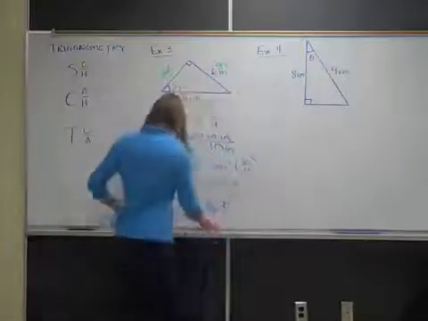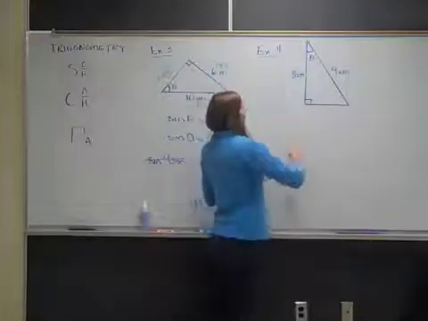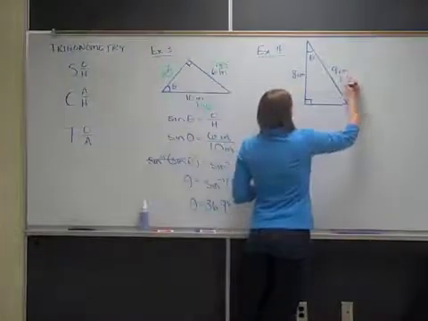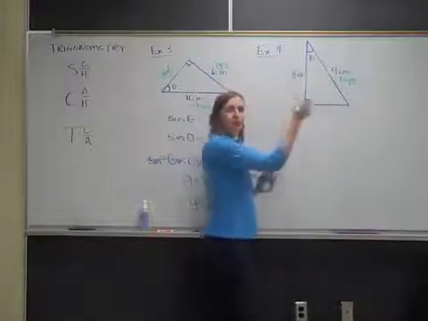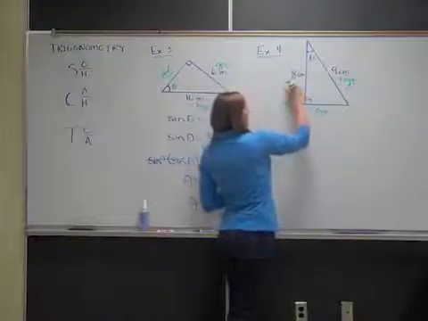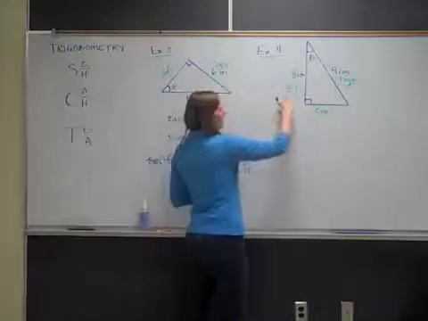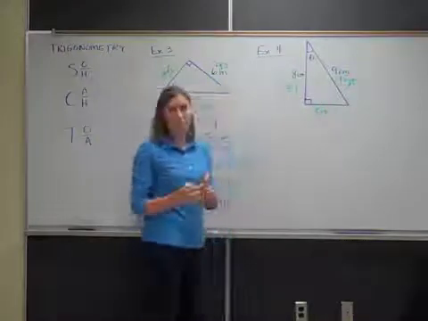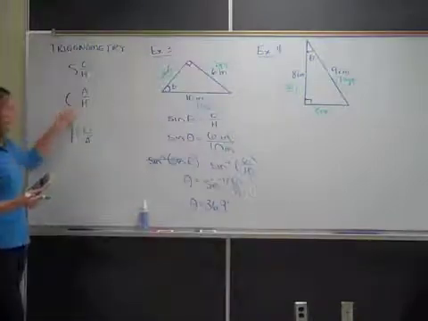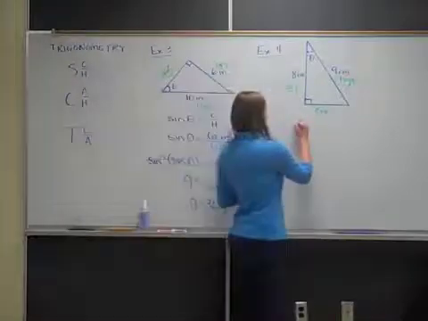Example 4 over here. Where do we start? Labeling the sides, just like always. Coming straight out of the right angle, we hit the hypotenuse. Coming straight out of the angle that we're working with, we hit the opposite. And then our remaining side is the adjacent. And this time, the adjacent and the hypotenuse are the two sides that I have. So which trig ratio should I choose? Adjacent and hypotenuse is cosine. So let's write an equation with cosine.